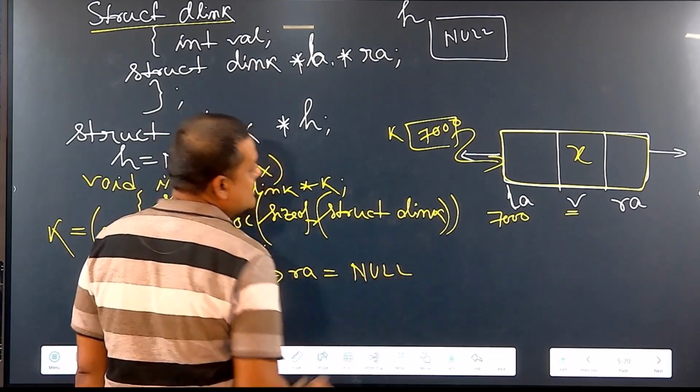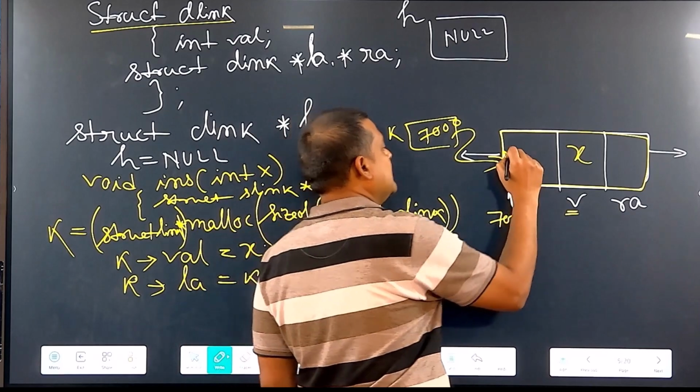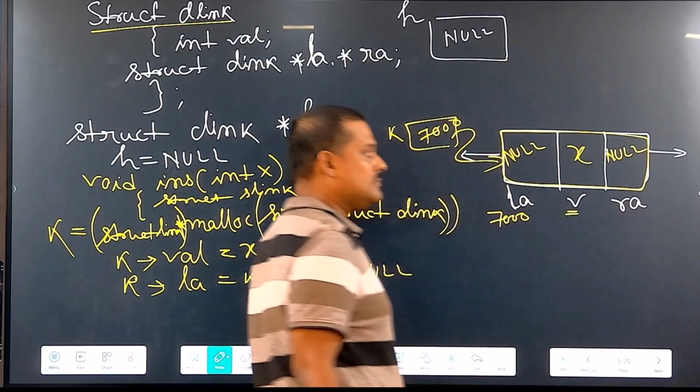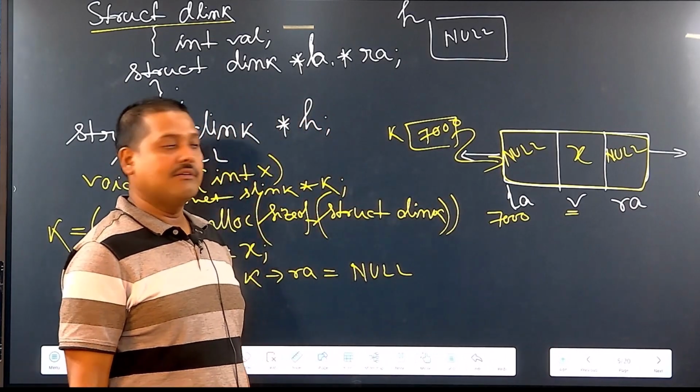So, this is the initial case. I am assigning this as null and this also as null. So, both the places are allocated as null.